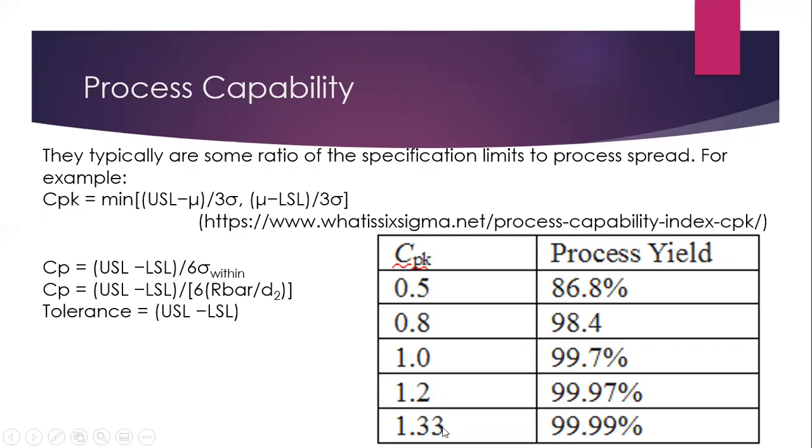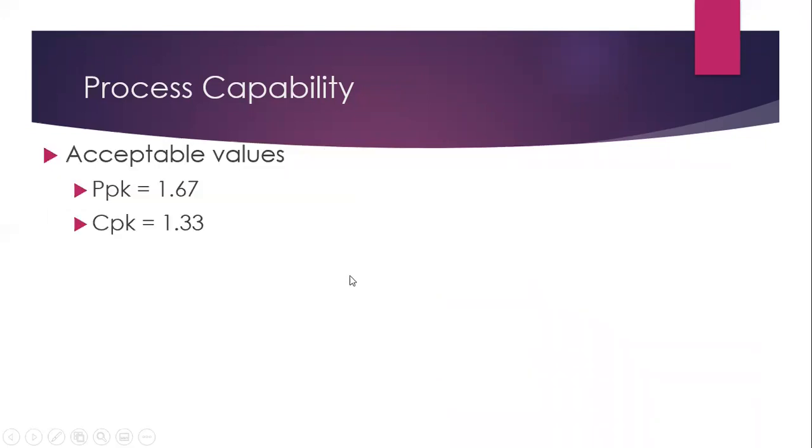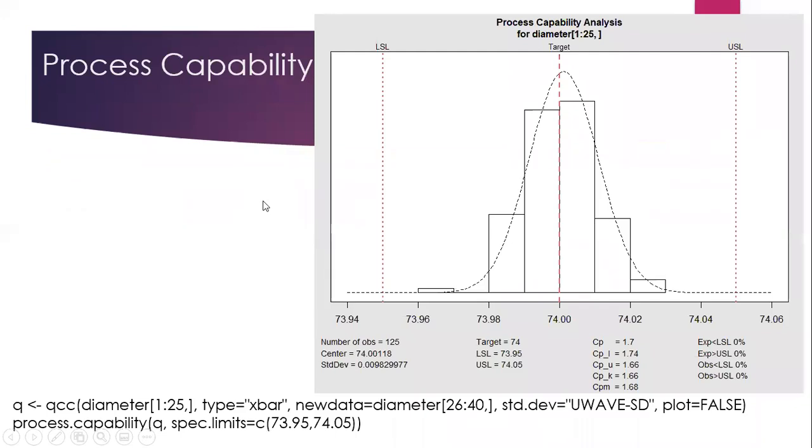If CPK is more than 1.33, then the process is 99.99% capable. These are the acceptable limits of PPK and CPK. This is the coding in R language to calculate the process capability indicators. This histogram is the result of our process, and these limits, known as specification limits, are identified by customer surveys. The upper limit, lower limit, and the target.